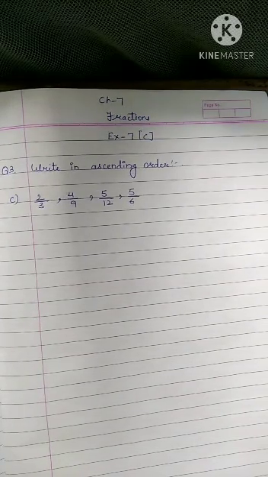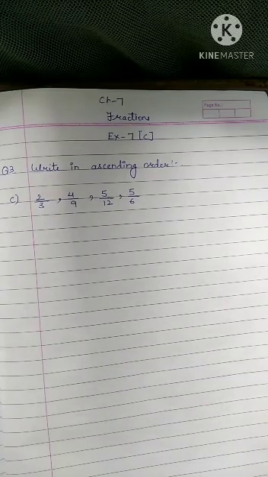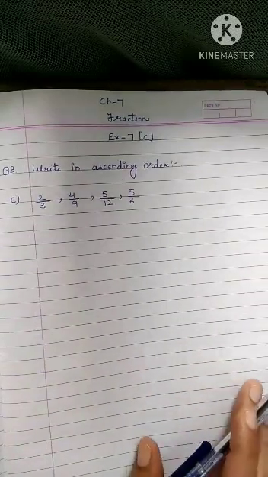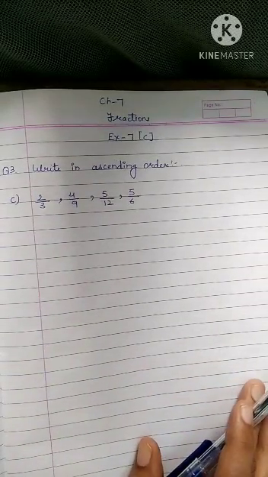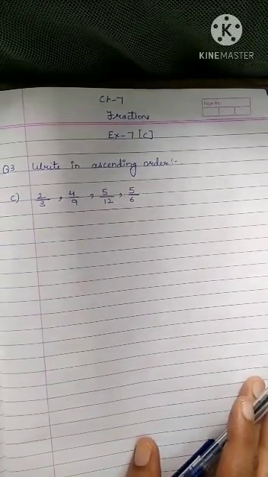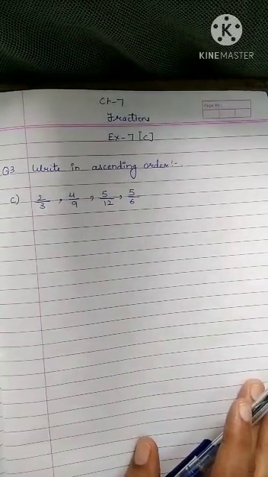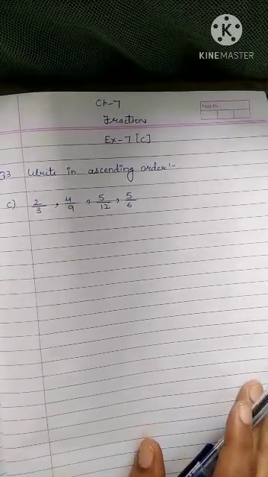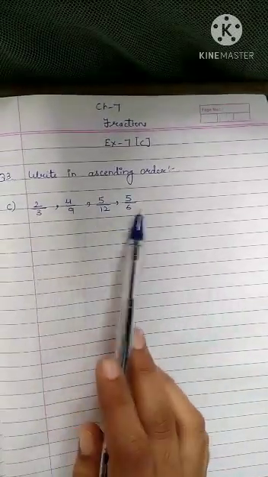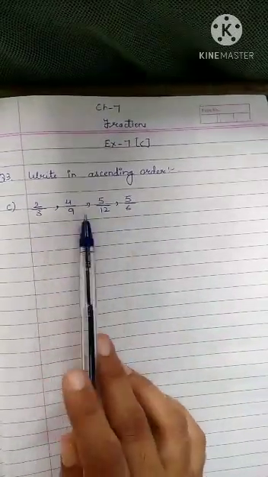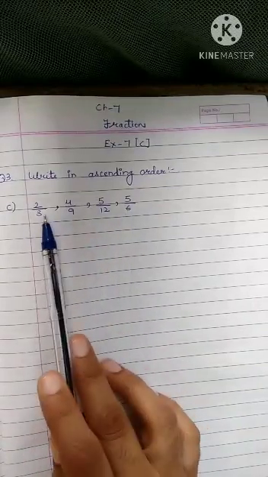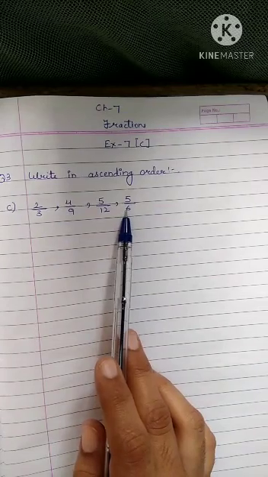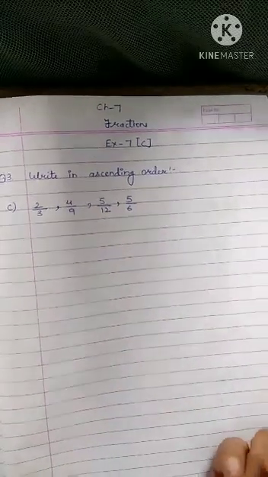Write in ascending order, C part. So, children, these 4 fractional numbers are given to us, and we have to arrange them in ascending order. As I taught you previously, to arrange them in ascending or descending order, we have to see whether the denominators are same or not. But here denominators are different. That means they are unlike fractions. To make the denominator same, what do we do? We take the LCM of the denominators.